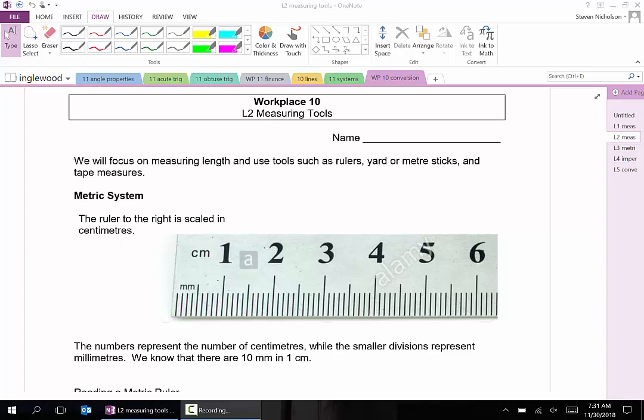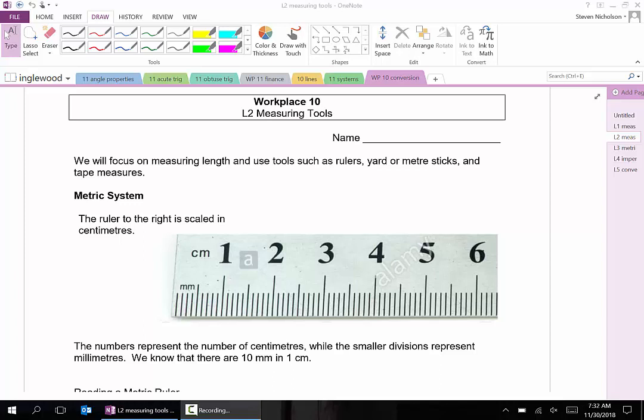Today we're going to look at simple measuring tools such as a ruler, a yard or meter stick, and a tape measure. They're all basically the same, so in my representations today, it would just be a standard ruler.